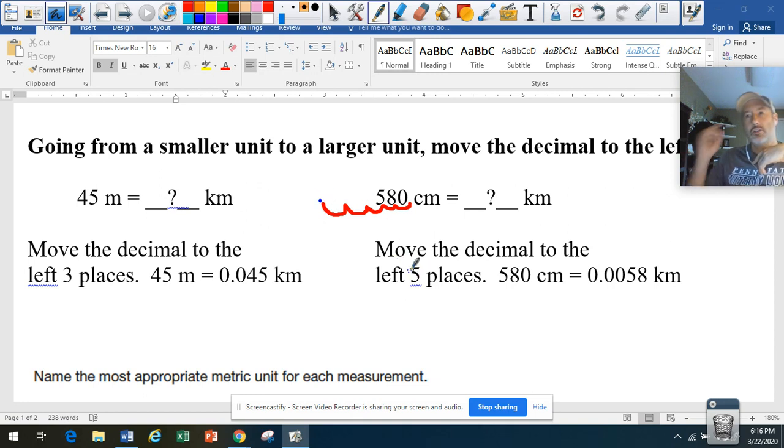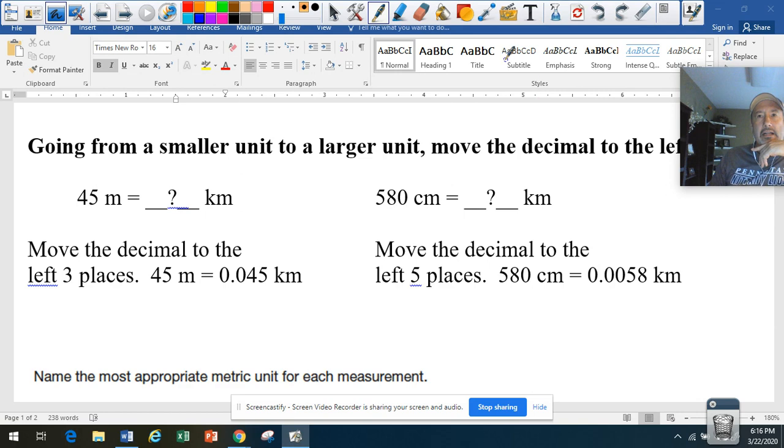So as you know, what is going to go into those blanks? That will be our zeros. Put a 0 there and there. So our answer is right down here. It's 0.0058 kilometers. So everybody understand that.